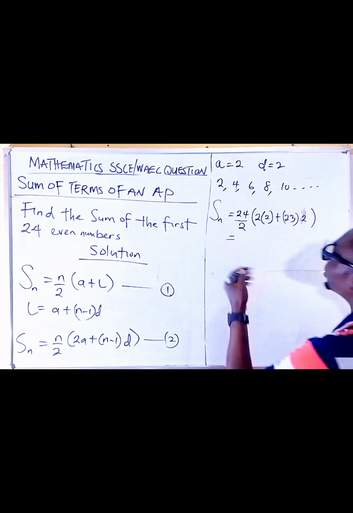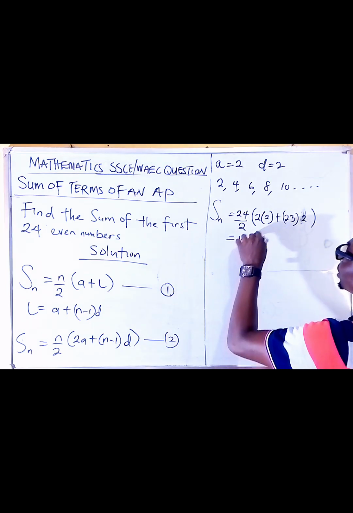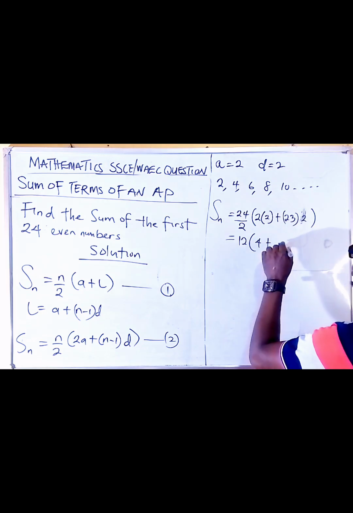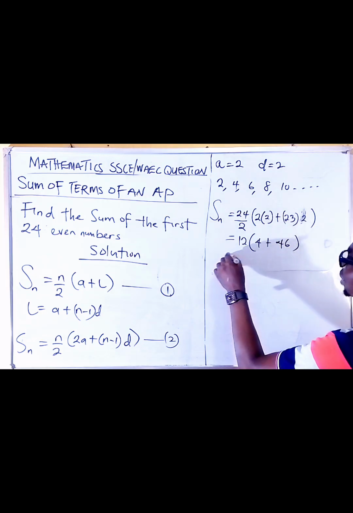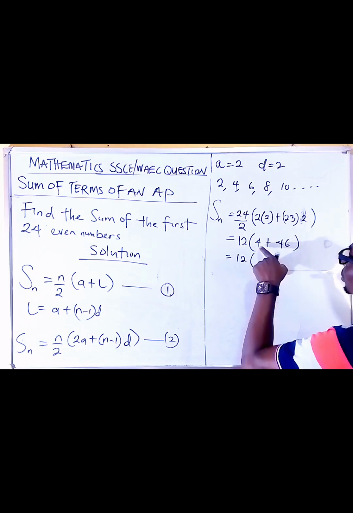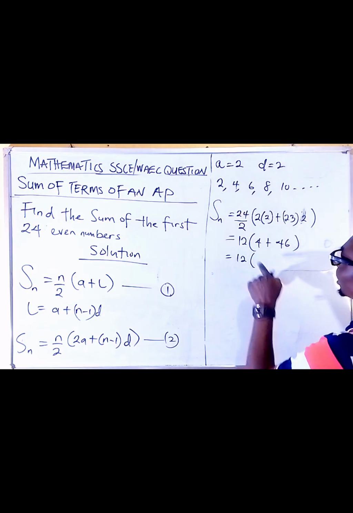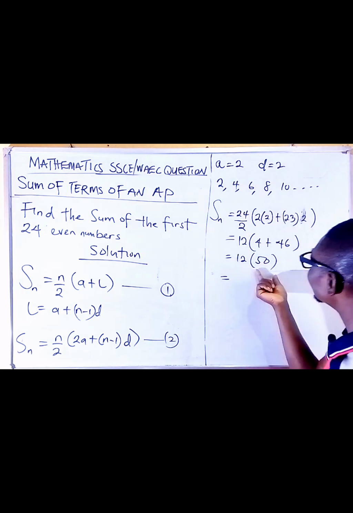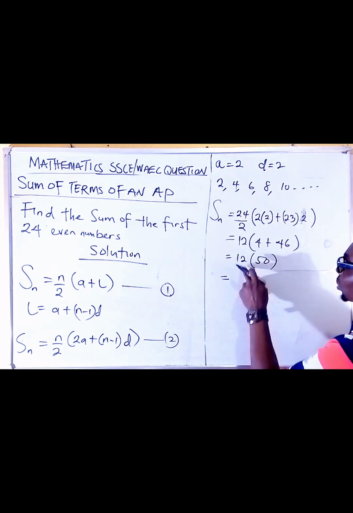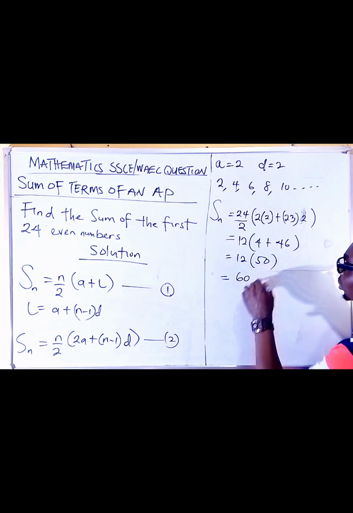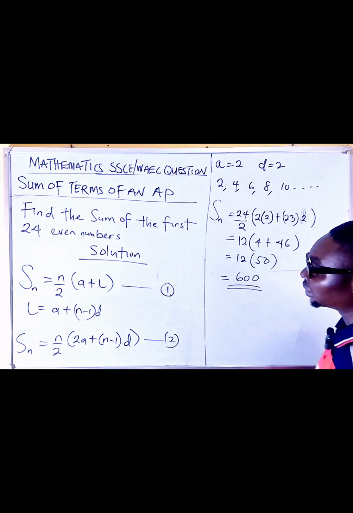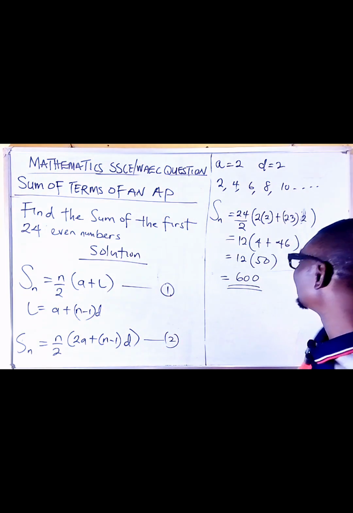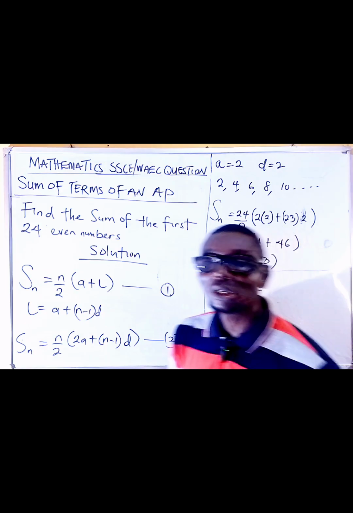So at this point, when you simplify, this will be 12 into 4 plus 23 times 2, which will give me 46. Therefore, I have 12 into 46 plus 4, which will give me 50. Therefore, 12 times 50. Now 5 times 12 is 60. So if I add 0 to it, I'm going to have 600. So the sum of the first 24 even numbers is 600.